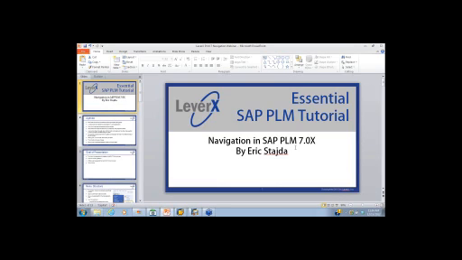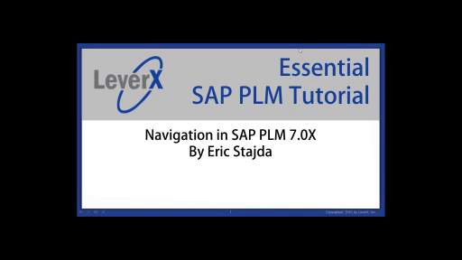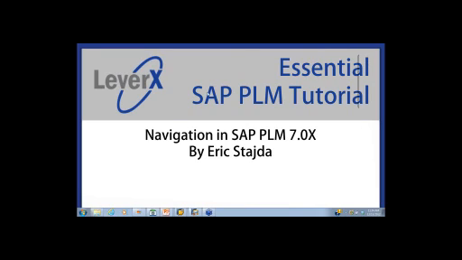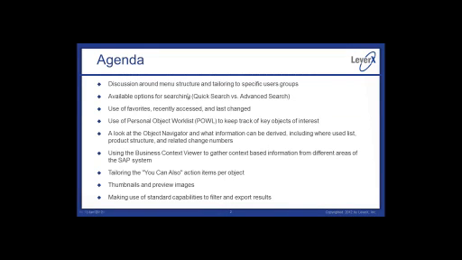So today, as Ralph has mentioned, we're going to go through a number of what I call essentials in the SAP PLM 701, going through the navigation. We're going to talk about menu structure, specific groups. We're going to talk about searching, use of favorites, recently accessed, last changed, Personal Object Worklist. We'll look a little at the Object Navigator, talk a bit about BCV, the Business Context Viewer, talk about tailoring, thumbnails and previews, and making use of standard capabilities for filtering and exporting results. So that's a lot of stuff to cover in 1 hour.